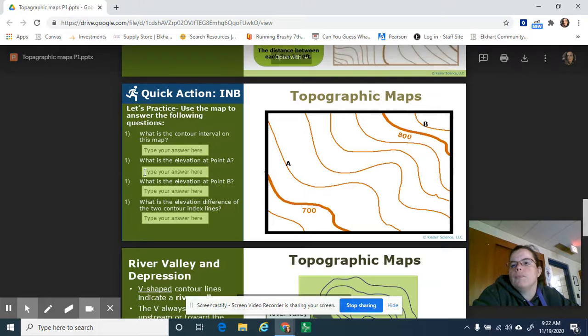Put your answer there. What is the elevation of point A? So then you're going to take that amount and assign it here, here, and here, and tell me how high point A is and how high point B would be. Okay, and then you're going to tell me, what is the elevation difference of the two contour index lines? Okay, so we have A and we have B. So what's the difference between A and B? You're going to say B minus A to get that difference.